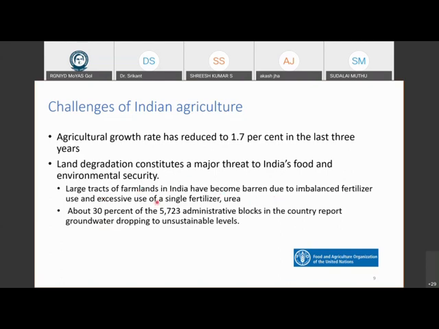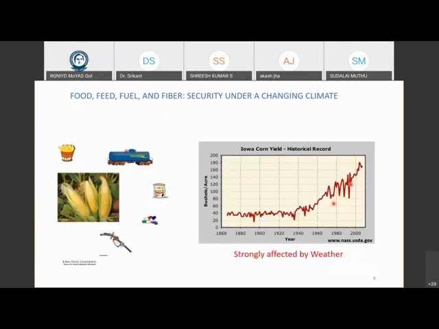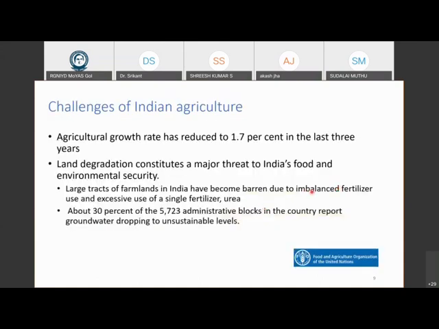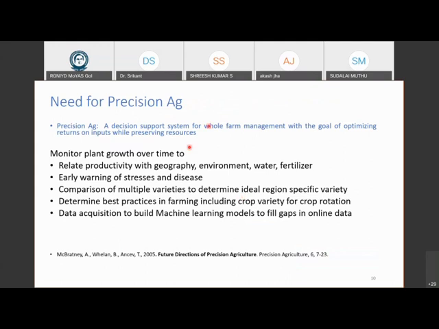Why does this happen? Because of these weather problems. Because a farmer, finally, he has to earn his livelihood. And when he sees that these kinds of issues are happening, he wants to play safe. So he throws in as much fertilizer, urea, as possible, and sprays a lot of pesticide because he has to ensure his livelihood. But because he doesn't have the appropriate information, this is actually leading to long-term degradation of the land. And therefore, there's a need for precision agriculture, which is like a decision support system.